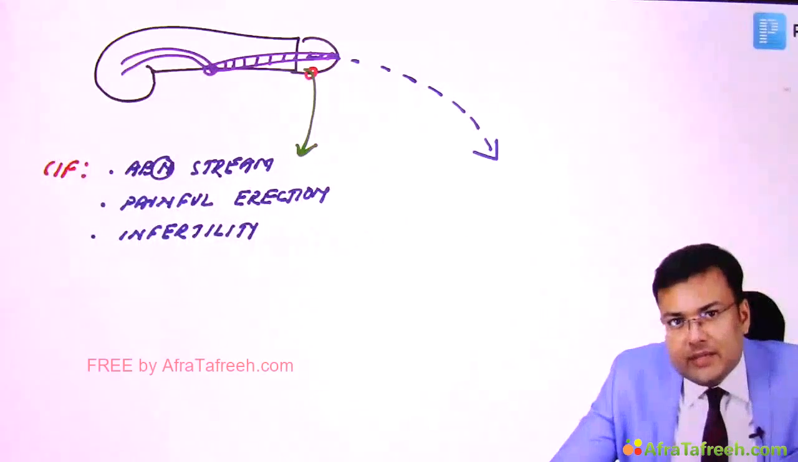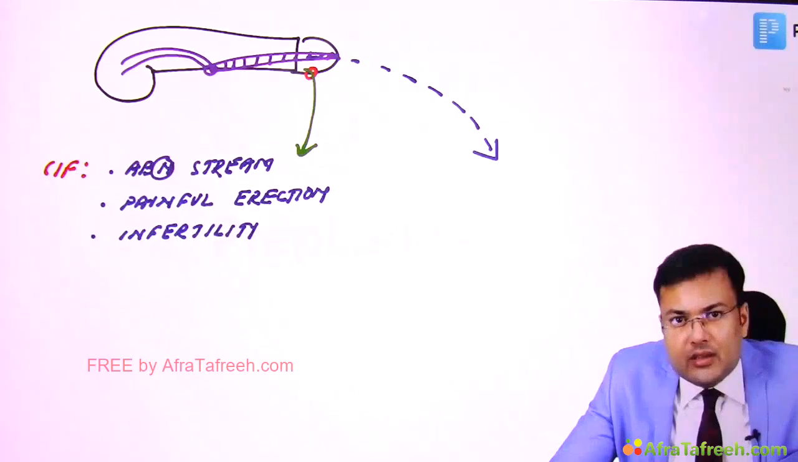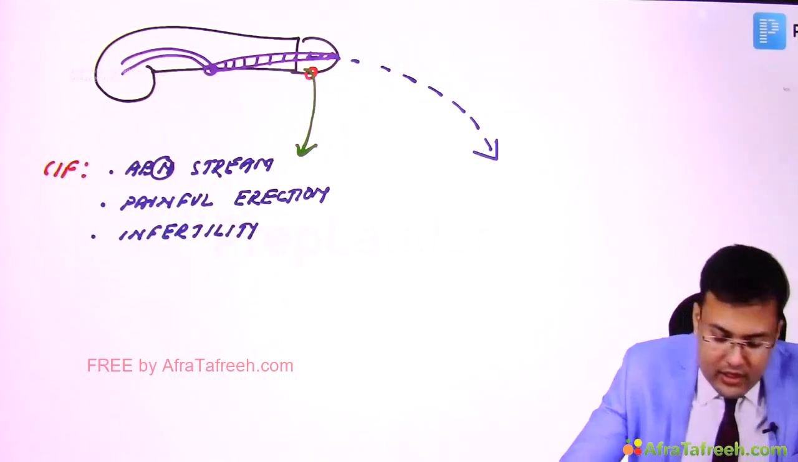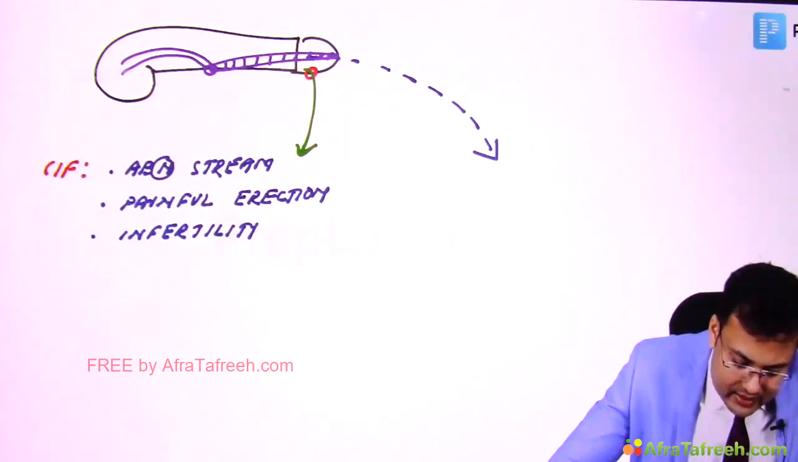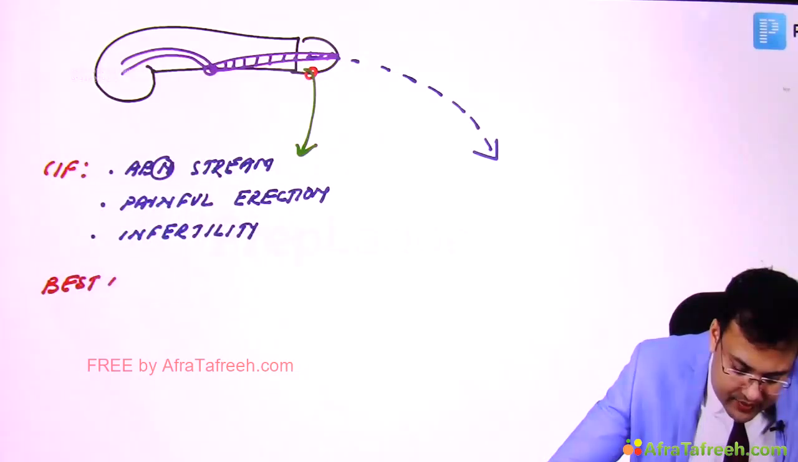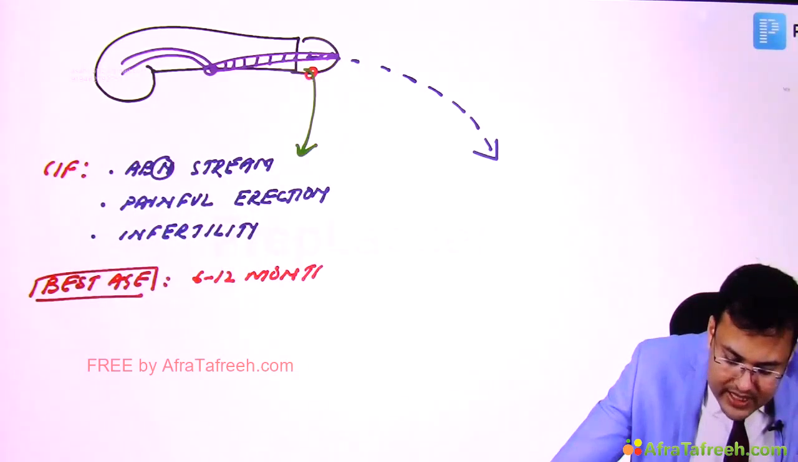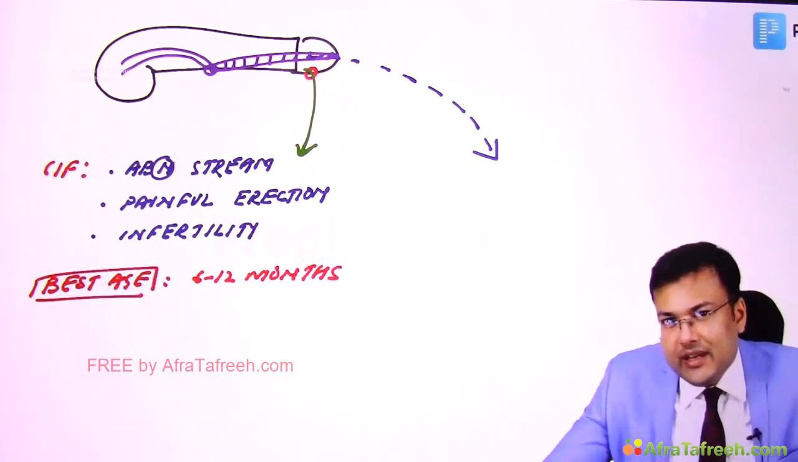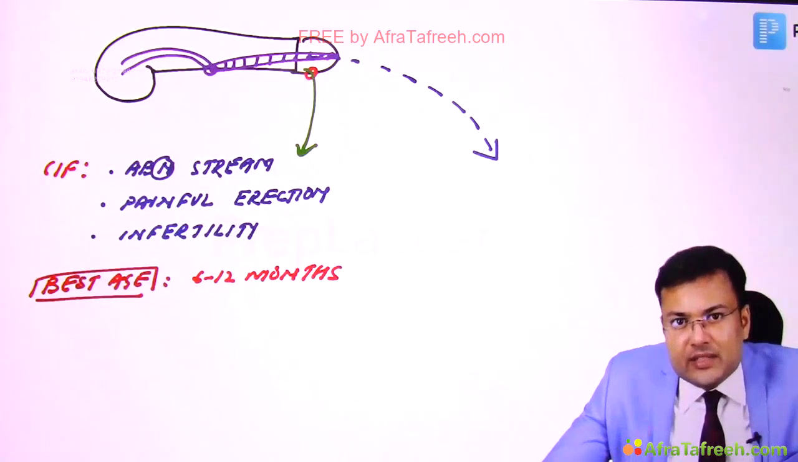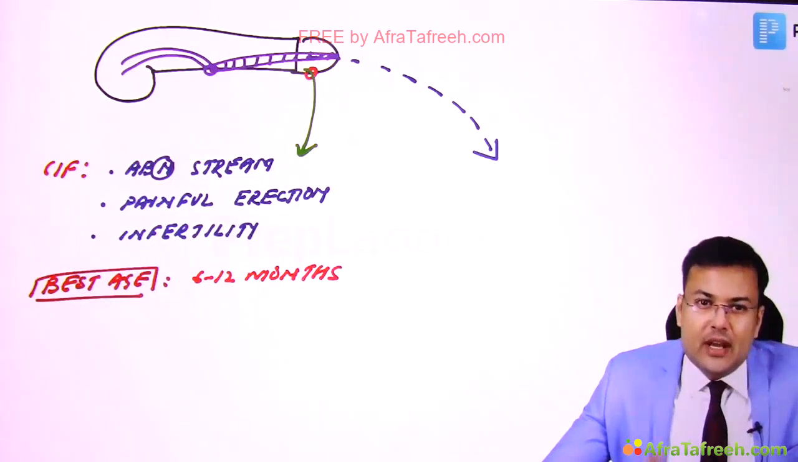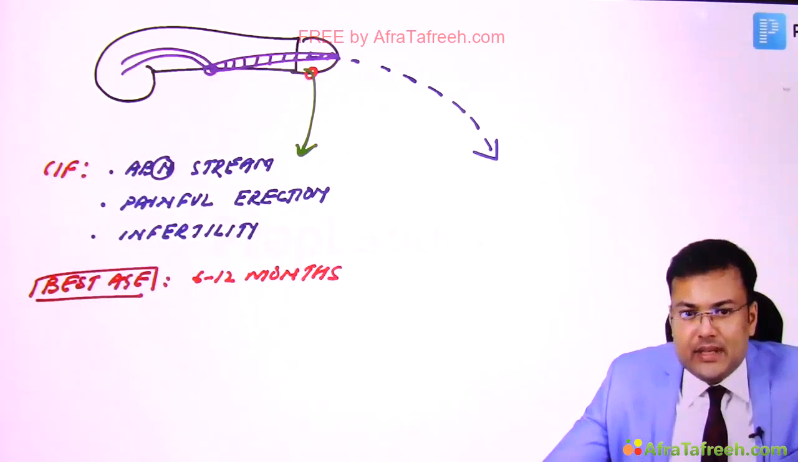So what is the problem in this patient and what is the correction? See, the first question, what is the best age for correction? So best age for correction or repair is 6 to 12 months. There is another question which is asked, what is the best age for orchidopexy? The best age for orchidopexy is 6 months, and orchidopexy should not be delayed beyond 12 months. But best age for hypospadias repair is 6 to 12 months.